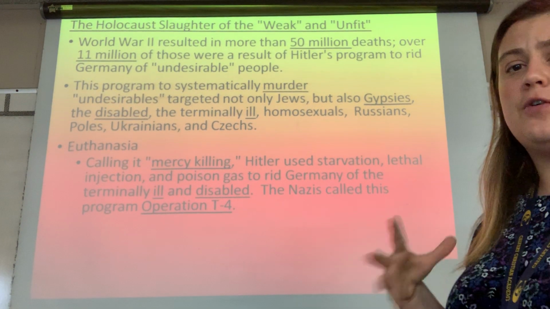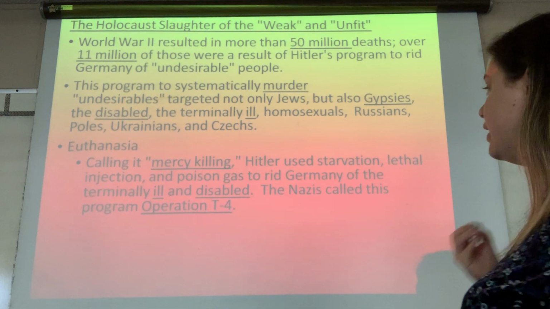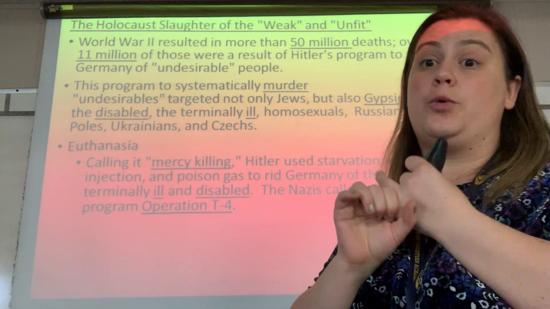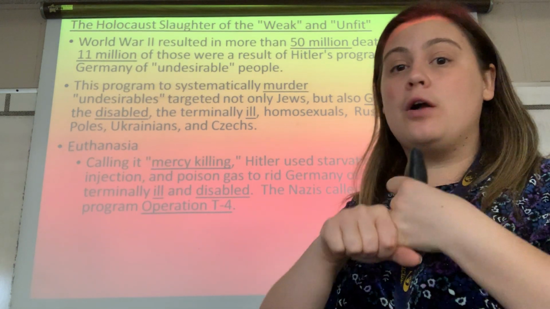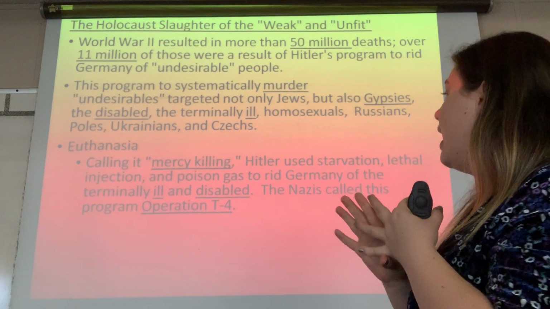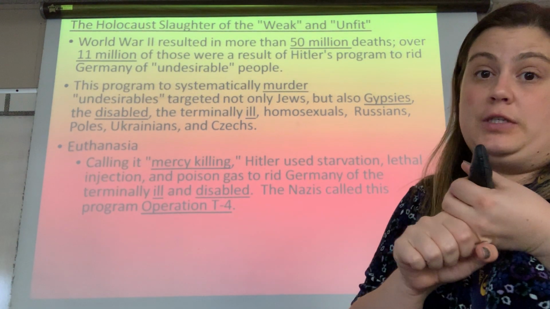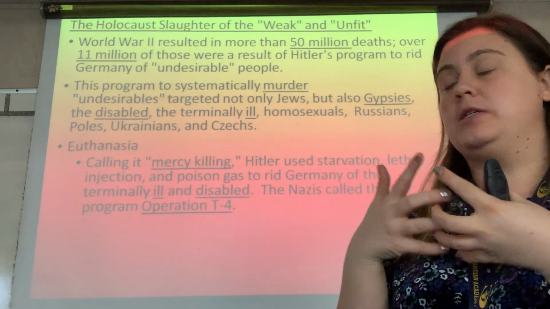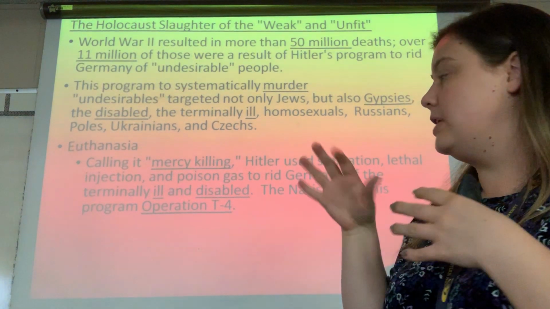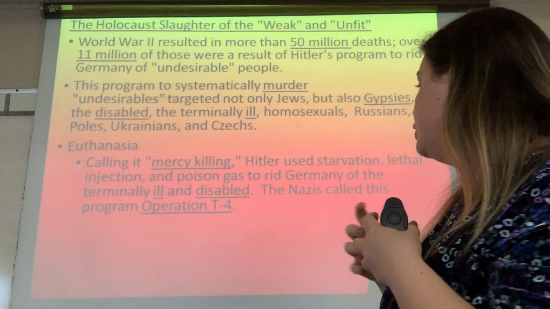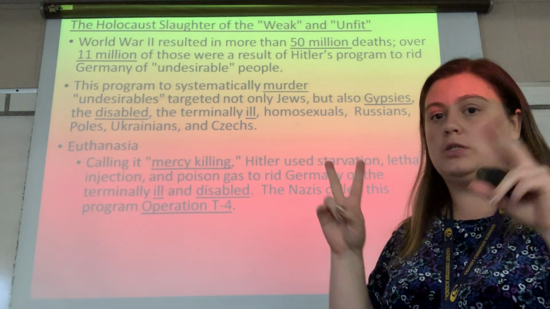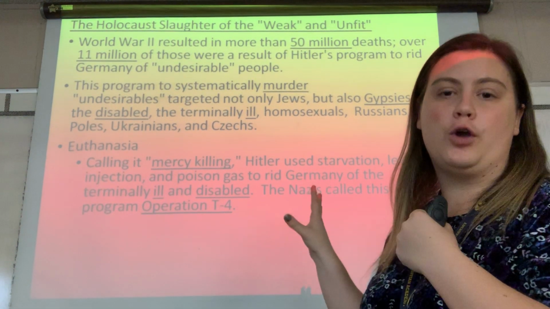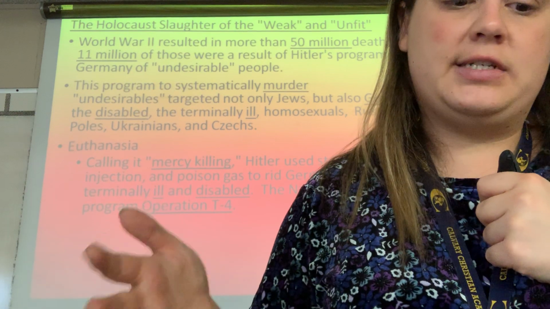So he used all of these different forms of euthanasia to try to rid Germany of people who were terminally ill. That means they have some sort of a sickness that is not going to be able to be cured, and those who were disabled. So handicapped, mentally handicapped, people that were born with different disabilities. So those were the ones that were targeted specifically in this euthanasia program, which the Nazis called mercy killing. And this program had the code name Operation T4.